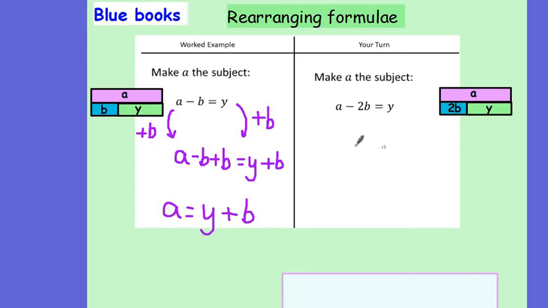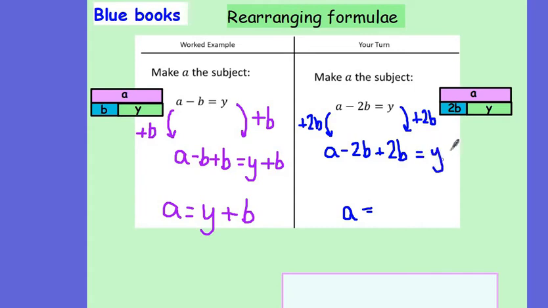Okay, let's go through the answer. Again, I want to make it look like A is equal to something. To do this, I need to add 2B to both sides to get rid of this subtract 2B. That gives me A take away 2B plus 2B equals Y plus 2B. Subtract 2B plus 2B, that cancels out, so I get A is equal to Y plus 2B.